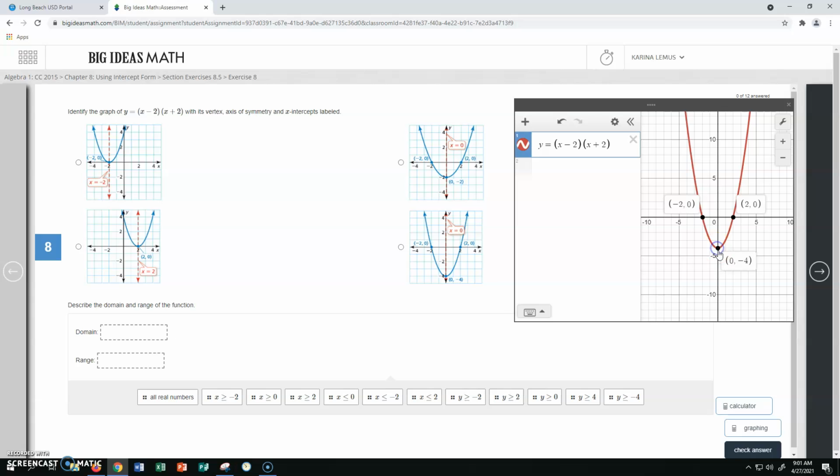So I'm going to look at the vertex right there at 0 comma negative 4. That's the one on the bottom. So here is my correct graph.